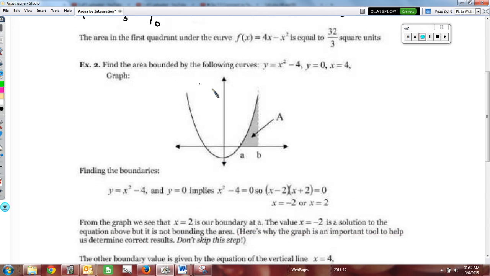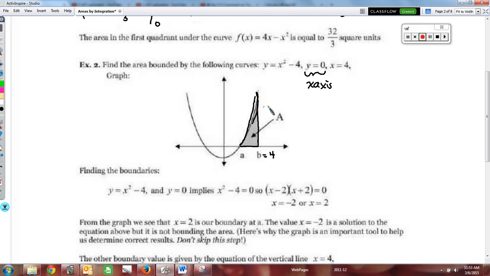We want to find the area bounded by the parabola x squared minus 4, y equal to 0, and x equal to 4. So now let's think about y equal to 0. What are we talking about when we say y equal to 0? This is the x-axis, so we've shaded it in here. X equal to 4 is essentially a vertical line, right? So that's giving me this bound that we're looking at. And then the parabola is giving me the third part of this bound.